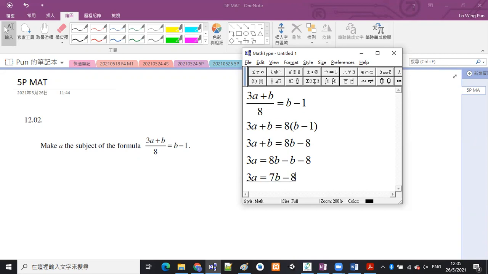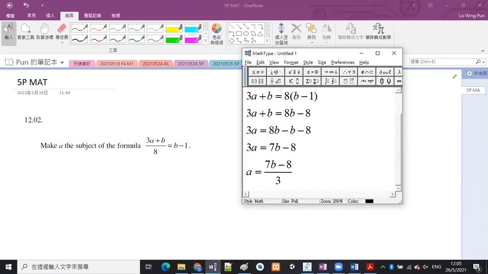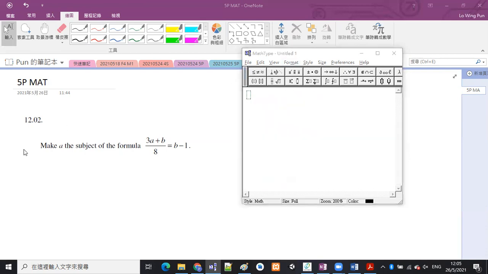Finally, I need the left hand side to just have 1a, but it is now multiplied by 3. So I need to divide the 3 to the right hand side. So a is equal to 7b minus 8, and then divided by 3. Can you see that? a is alone on one side and the right hand side has no a. That is the answer. 3 marks.